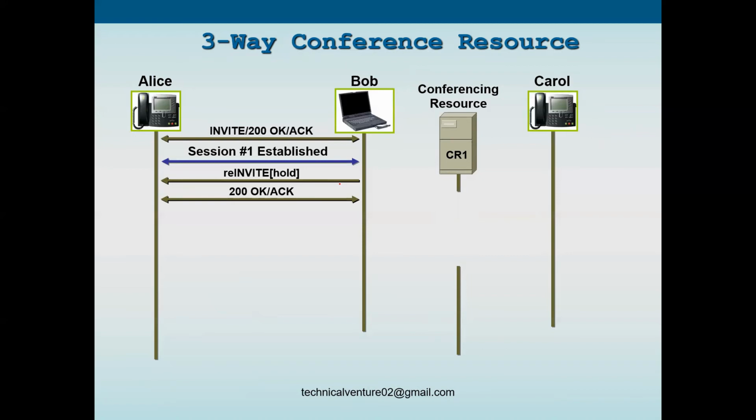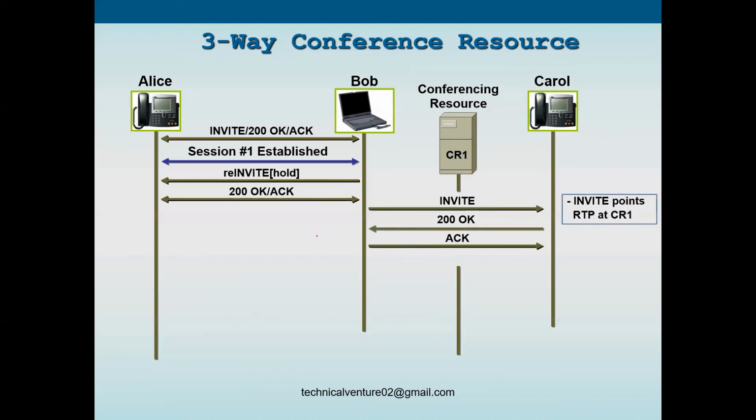So now Bob is sending an invite message to Carol, while Alice is just on hold. At this point of time, the conferencing resource is not there, so normally Bob is just sending an invite to Carol. The invite points RTP at CR1. Carol sends 200 OK, and then there will be an acknowledgement.